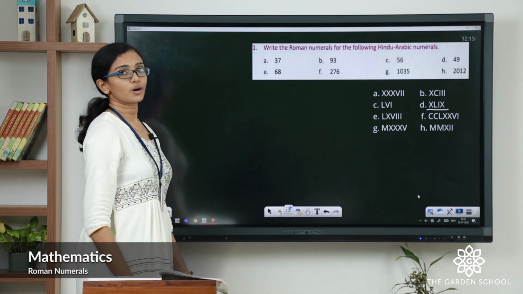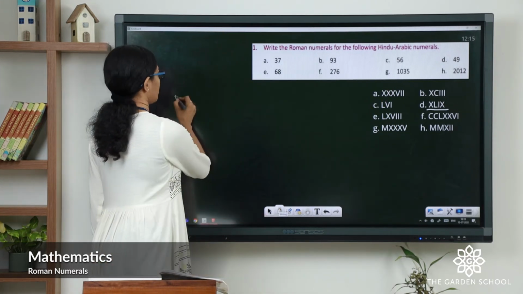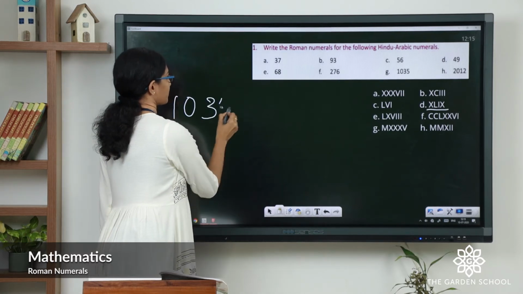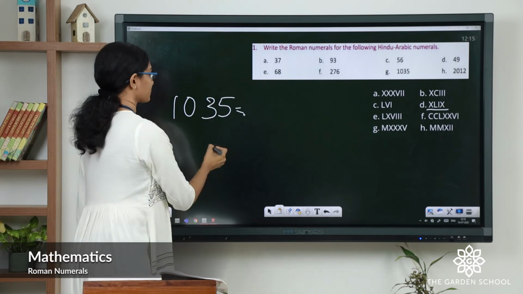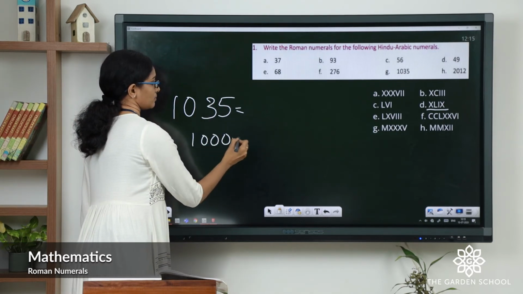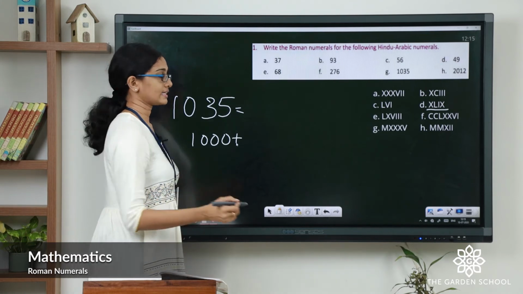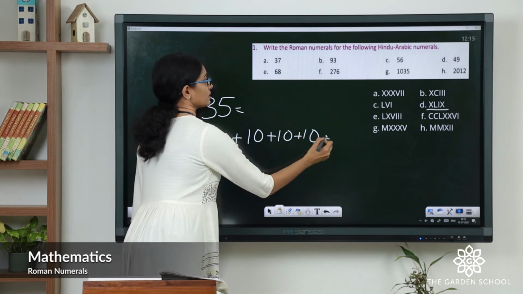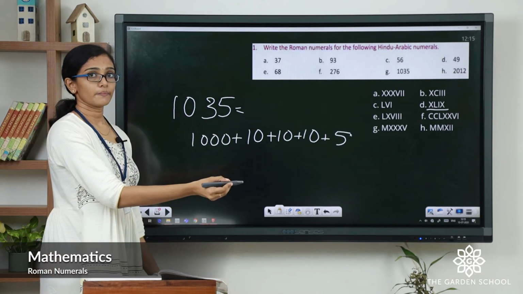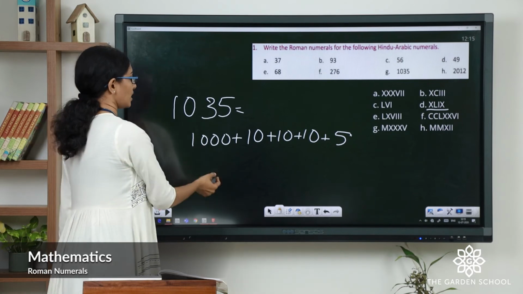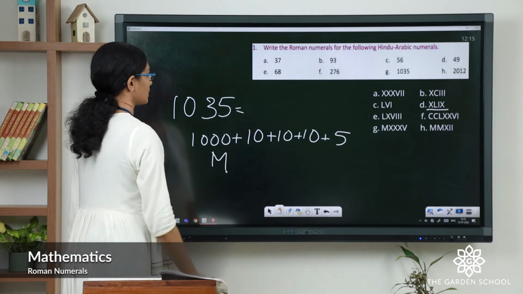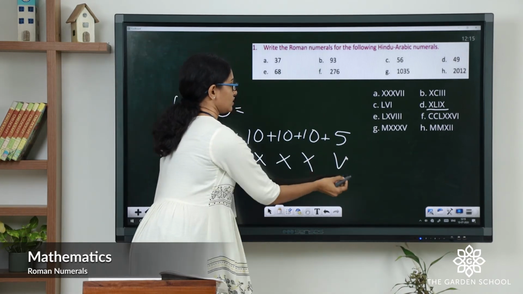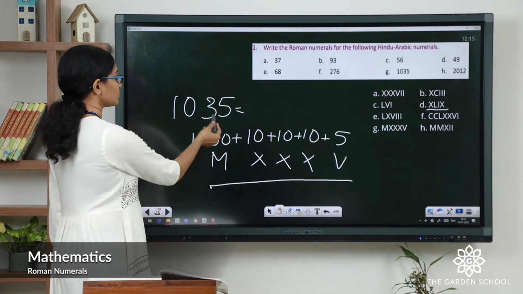Now the next question, 1035. How do we write that? Let's split the number. It's 1000 plus 30, which we can write as 10 plus 10 plus 10. Then you have 5. We have symbols for all these numbers. So 1000 is represented by M, then X, X, X, and so this is the Roman numeral corresponding to this number.